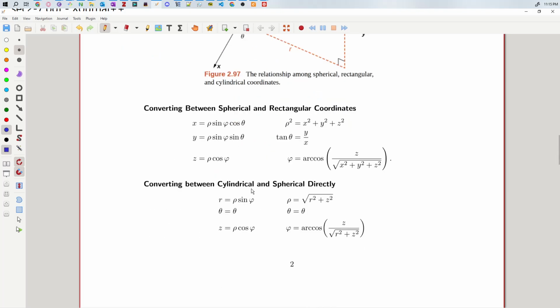And then, I wrote this here for completeness, so the book does give you these as well, formulas to convert directly between cylindrical and spherical. Though you could just as easily convert from, say, spherical to rectangular and then rectangular to cylindrical. So there is a way to work around having these formulas. Some people don't teach these because you can just sort of proxy things through the rectangular coordinate system to convert between spherical and cylindrical.